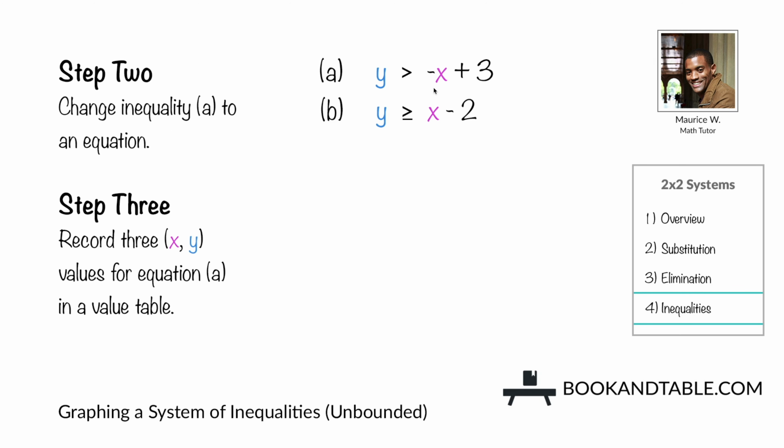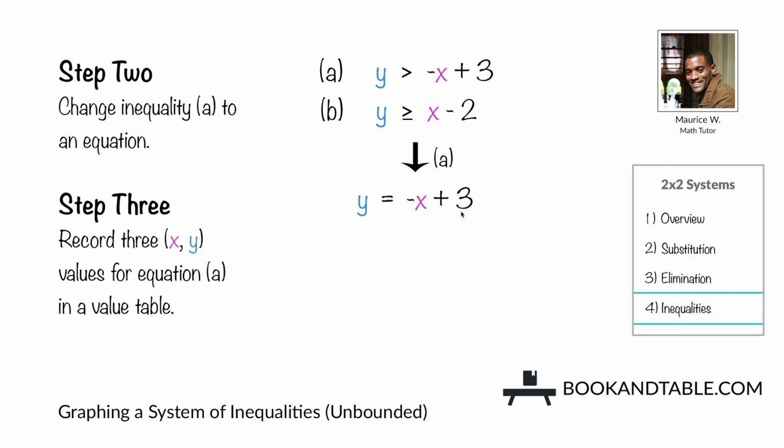This will make it easier now for us to figure out a few points on each line for these inequalities, and then use our greater than and greater than or equal to inequality signs to figure out what lines these expressions represent and the solutions for each expression. So step 2, we want to change inequality A to an equation. So we simply change this greater than sign to an equal sign. And now we have the line that represents that inequality. Y is equal to negative x plus 3.